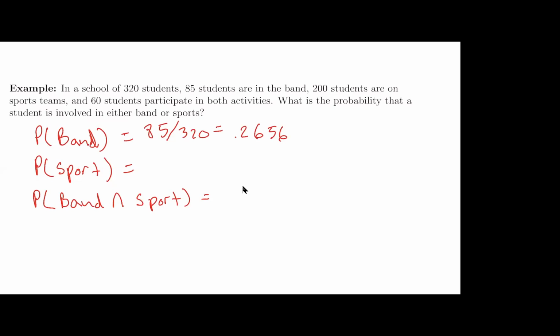What about for sports? How many students participated in sports? 20? Let's try that again. Not 20. You're missing something. 200. Yeah, the 200. Sorry, I misread. I didn't write it all down.